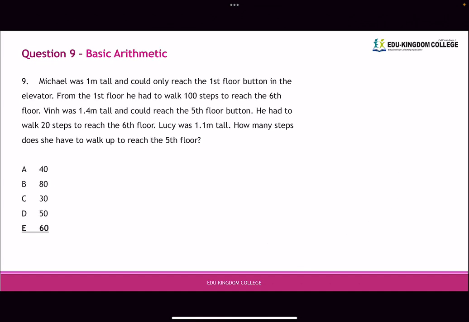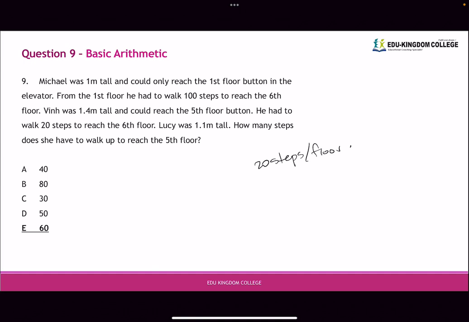So Michael's a meter tall, reaches the first floor button. He has to walk 100 steps to reach the 6th floor, so there's 20 steps per floor. Vince, 1.4 meters tall, could reach the 5th floor button. He had to walk 20 steps to reach the 6th floor. Okay, so it's 20 steps per floor.